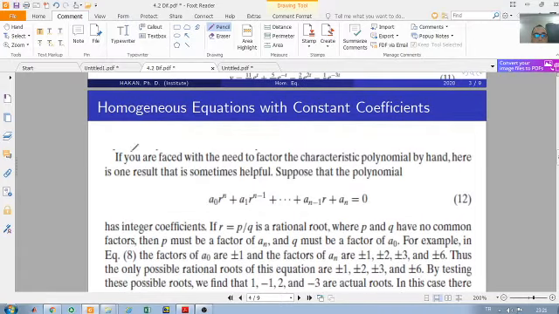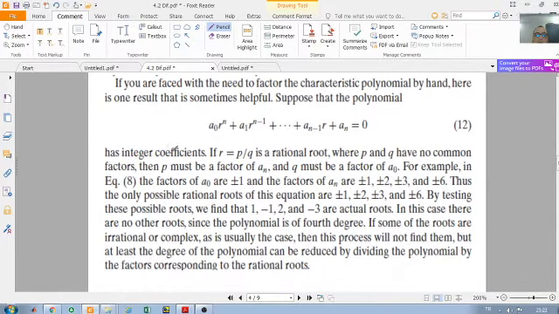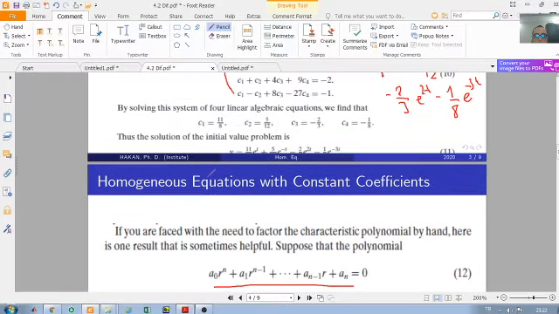That's it. So if you are faced with the need to factor that characteristic polynomial by hand, here is one result that is sometimes helpful. Suppose that the polynomial has integer coefficients, namely we have integer roots for this characteristic polynomial. So in order to find the roots, we have a method written here. I will explain by an example.